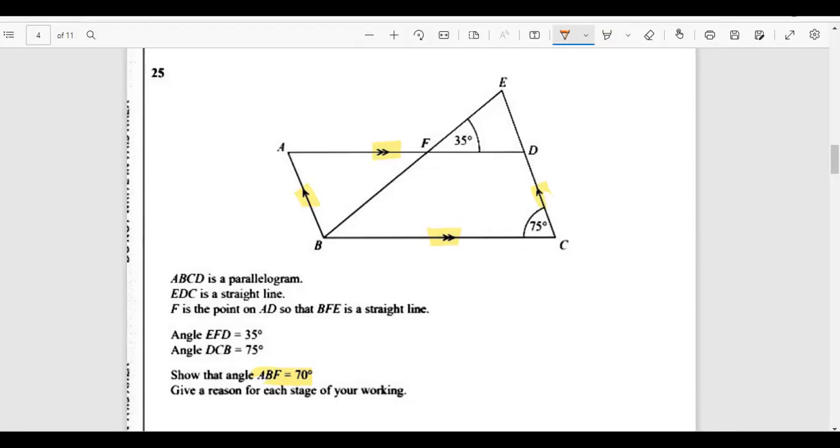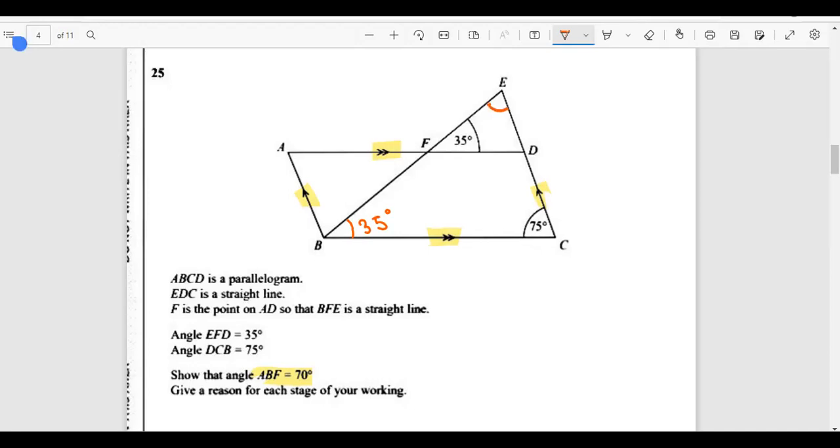CBF would be 35 because of alternate angles. Not alternate angles, corresponding angles. Yes, very good. I always forget those rules. And then 35 plus 75 is 110, right? So the top of E would be 70. Very good. I don't know if we need that, but it's helpful. Why? Because angles in a triangle add up to 180.